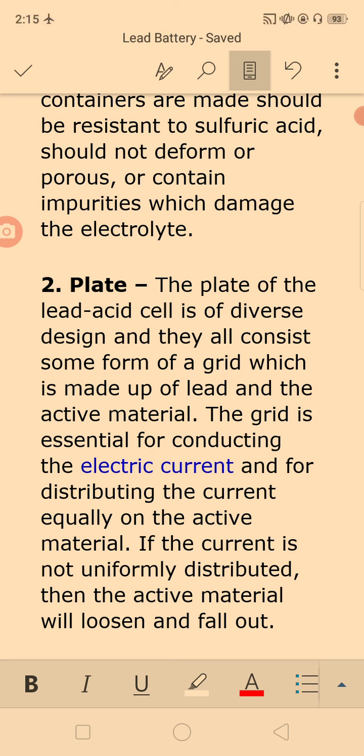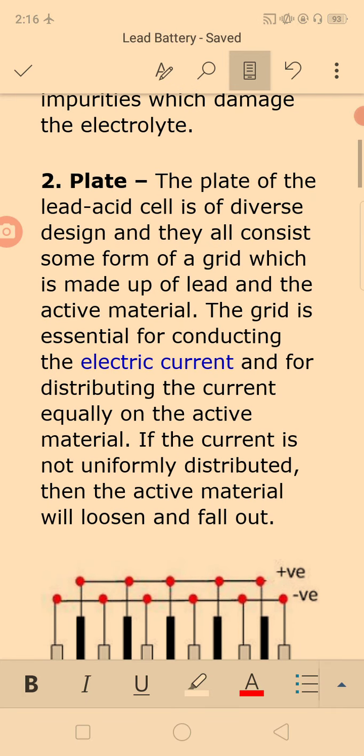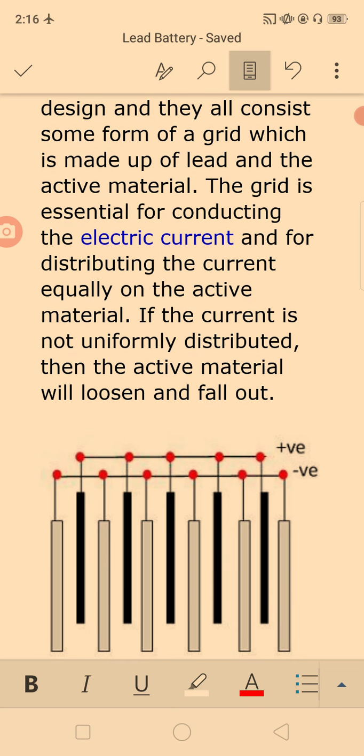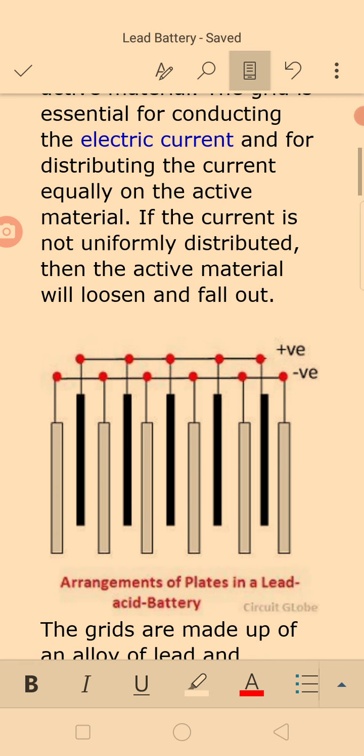The plates of the lead acid cell are of diverse design and they all consist of some form of grid which is made up of lead and active material. The grid is essential for conducting the electric current and dispersing the current equally on the active material. If the current is not uniformly distributed, then the active material will loosen and fall out.